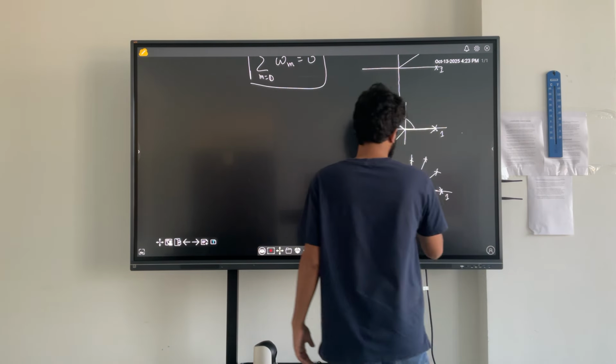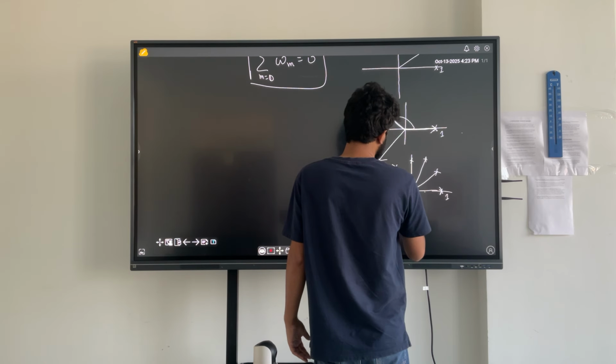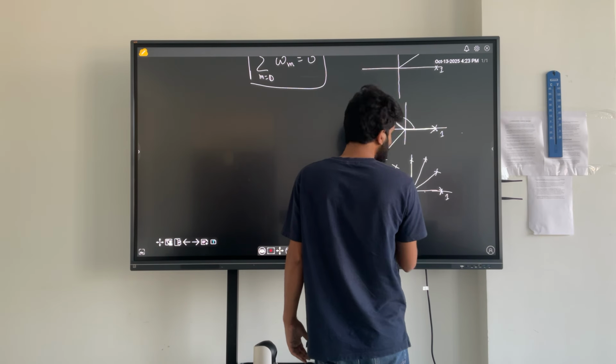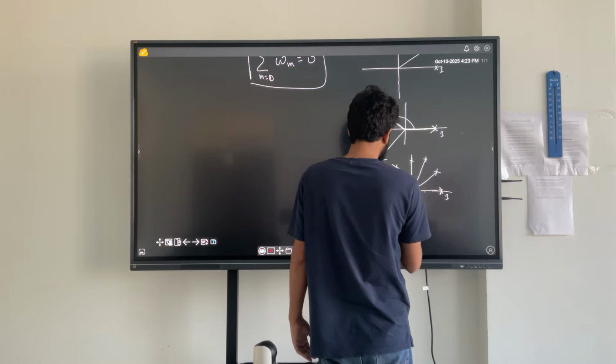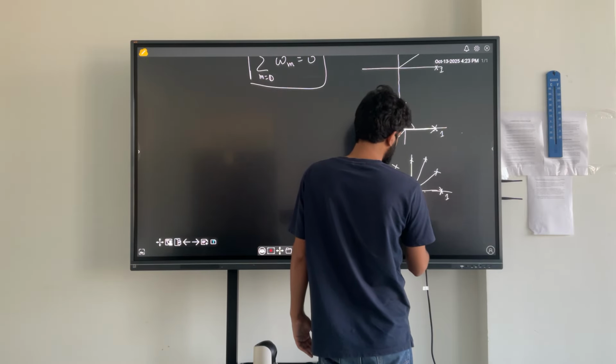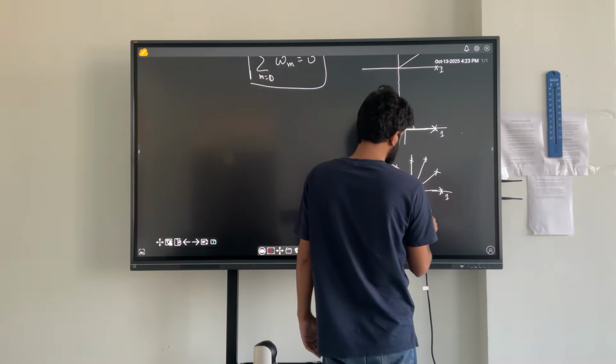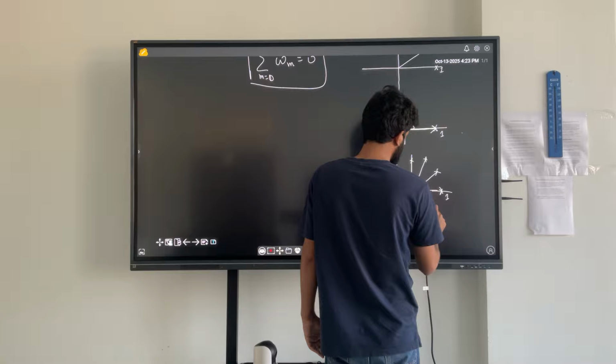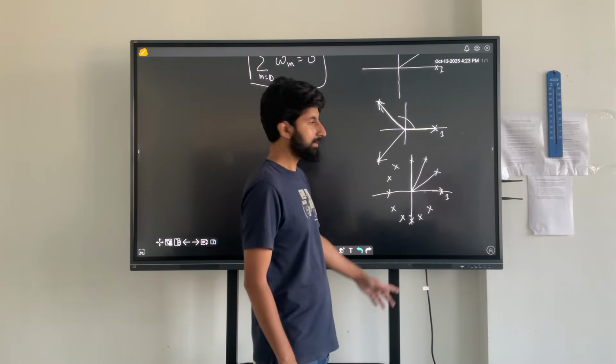Maybe I should draw it better. Then 120, then 150, then 180. 180 is here. Then 210, then 270, 300, 330, 360. Now see, they cancel pairwise.